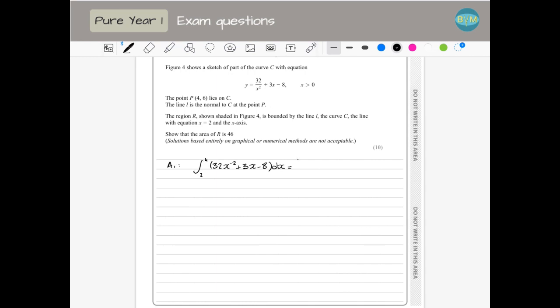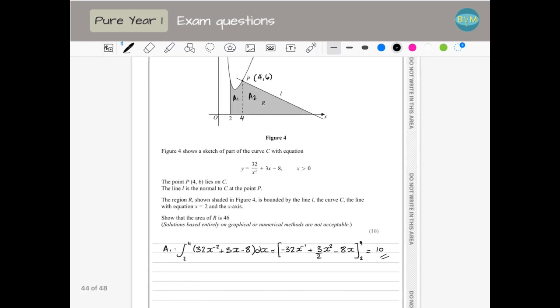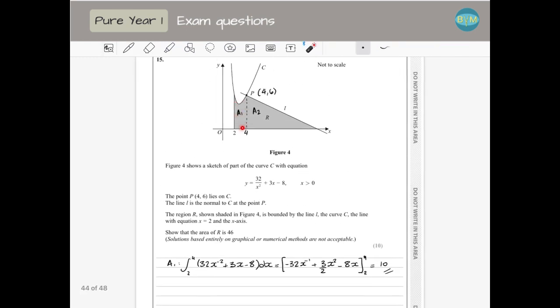So I integrate that, and I have 32x to the power of 1 more, which will be minus 1, divided by minus 1, so I'm going to put the minus at the front, plus 3x squared divided by the new exponent, so divided by 2, minus 8x. And I'm going to substitute all by 4, and then all by 2, and subtract. And all this is 10. So we have a very nice value, 10. That means that this area here is 10.